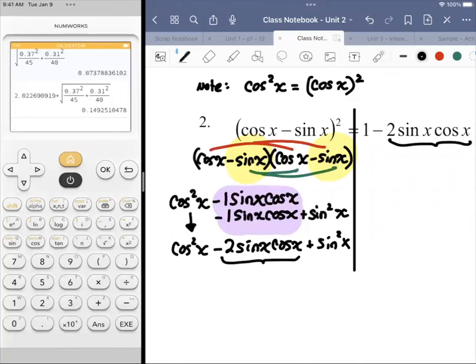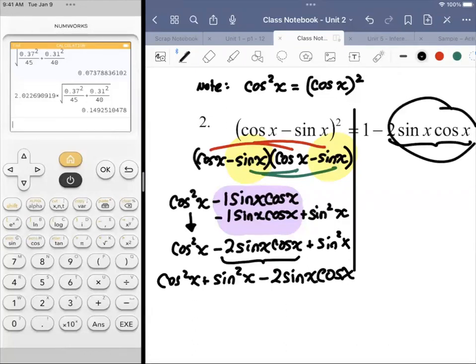So I'm going to rewrite cosine squared x plus sine squared x, then put the negative 2 sine x cosine x at the end. My reason for doing that is simple: it's on the end over here, so I want it to be on the end over here. Then I would just be looking for another rule, something that makes cosine squared x plus sine squared x equal to 1. Well, the good news is that is a rule.